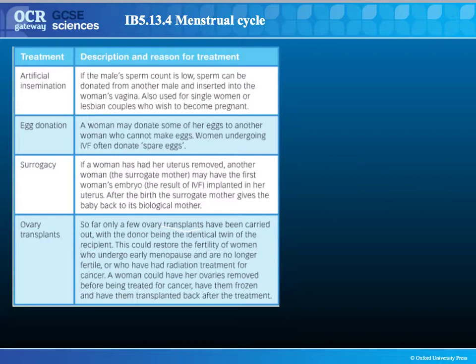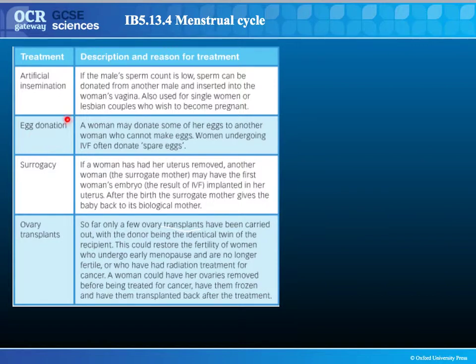There are other ways to treat infertility, and we've got 4 ways here that you need to know about. The first one being artificial insemination. Now, if the male's sperm count is low, then you can get donated sperm from other males inserted into the woman's vagina. So the woman may become pregnant, which would be the woman's child, but not the male's. This would be the sperm donor's child. This process can also be used for single women, so you don't have to be in a couple, and for lesbian couples who want to start a family.